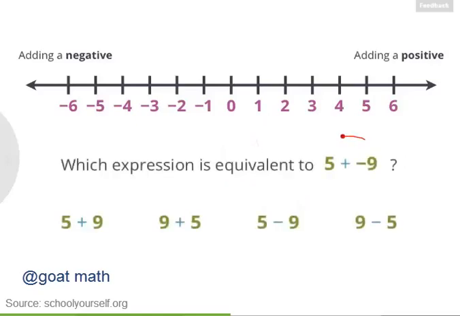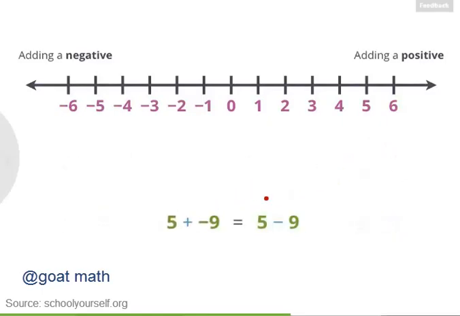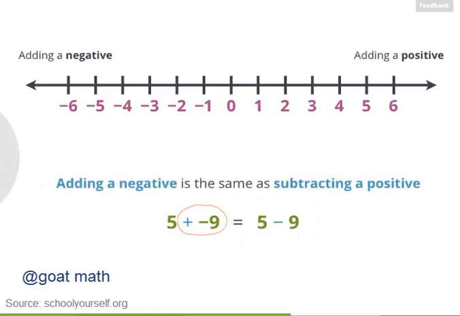Next, take a look at this expression, 5 plus negative 9. Which of these expressions down here is equivalent to 5 plus negative 9? Which one puts you at the same place on the number line? Precisely, 5 plus negative 9 is the same thing as 5 minus positive 9. In general, adding a negative is the same thing as subtracting a positive. They both mean that you're moving left on the number line.